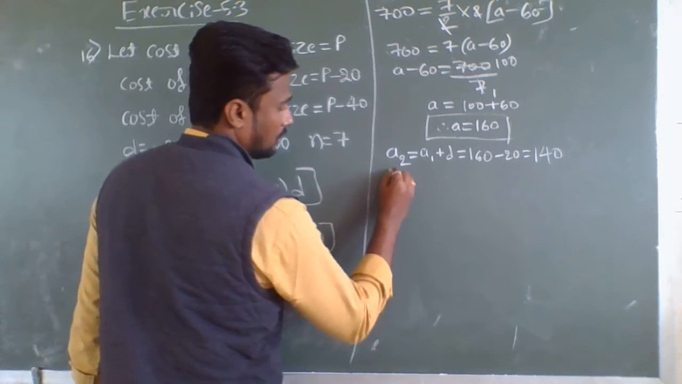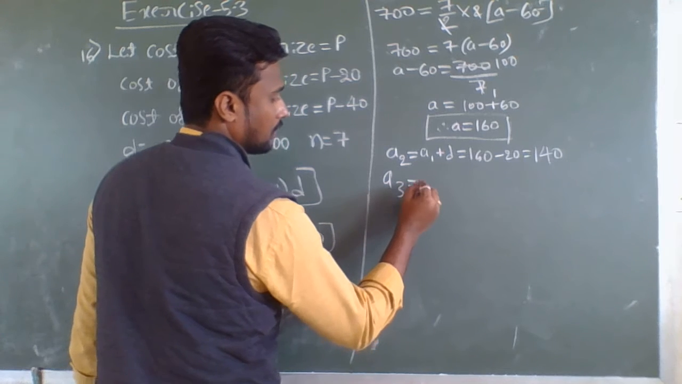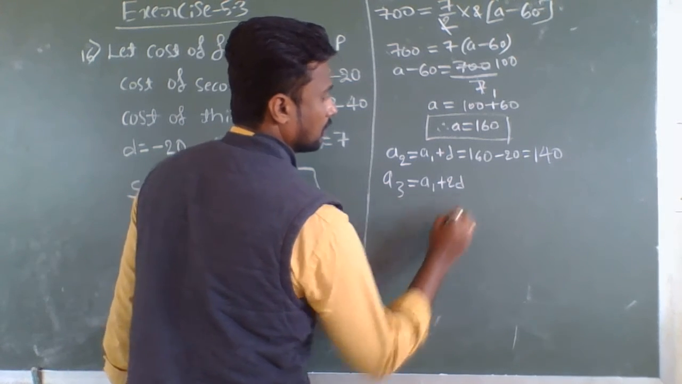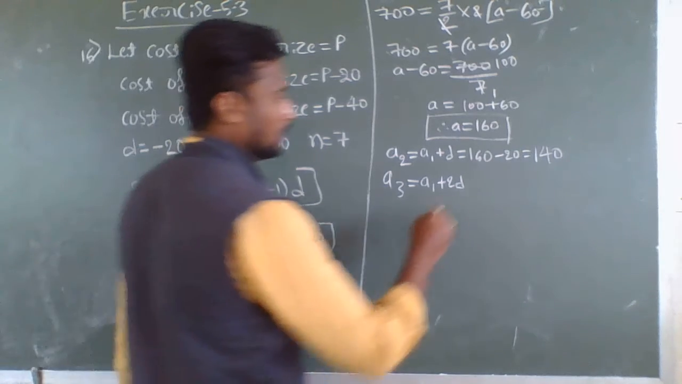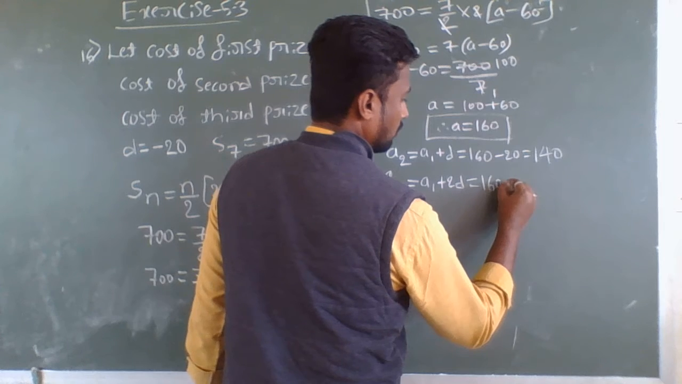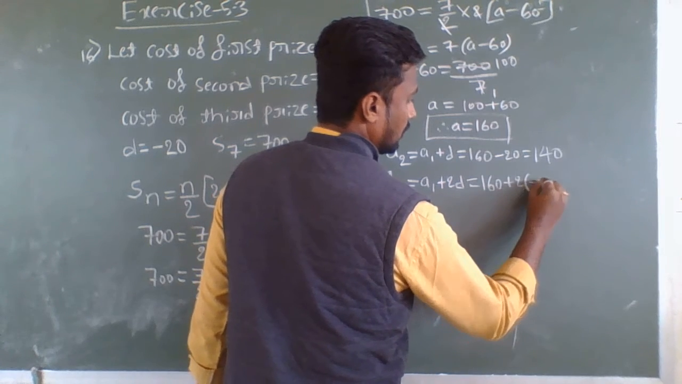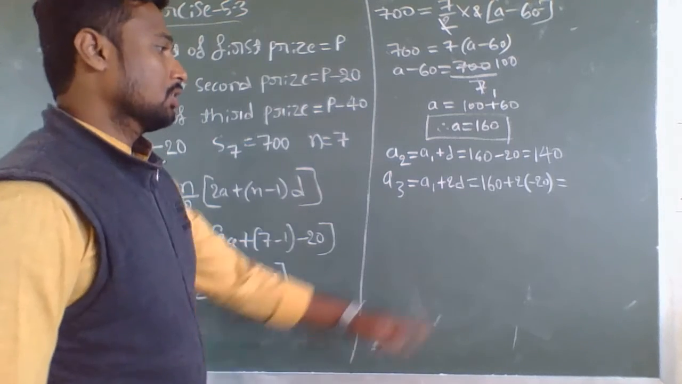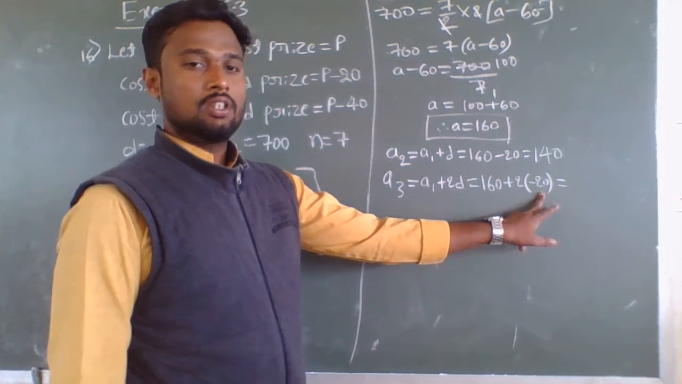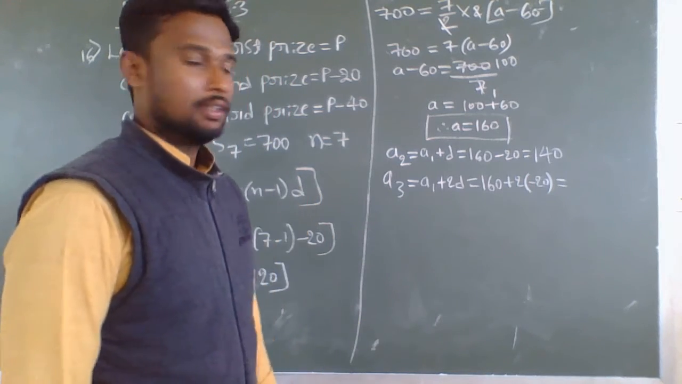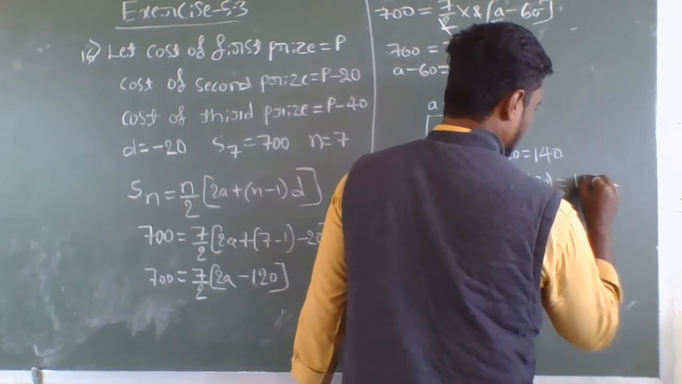Next, a3 is equal to a1 plus 2b. So here a1 value is 160 plus 2 into minus 20. 2 into minus 20 means minus 40. 160 minus 40, how much will we get? 120.